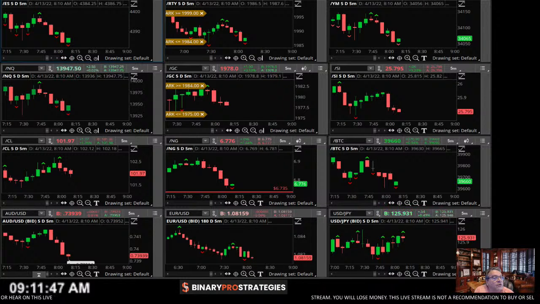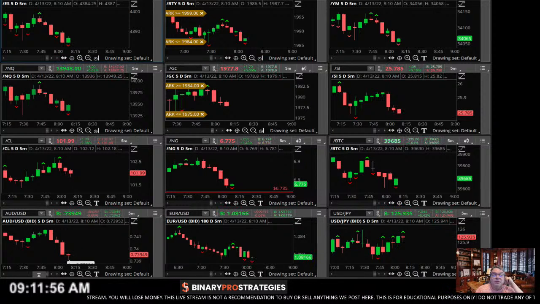I'm still short RTY. Could be a mixed opening. We'll watch and see how the Dow's going to open up. Maybe biased more to the short side, but it could be a quiet opening. We'll see.